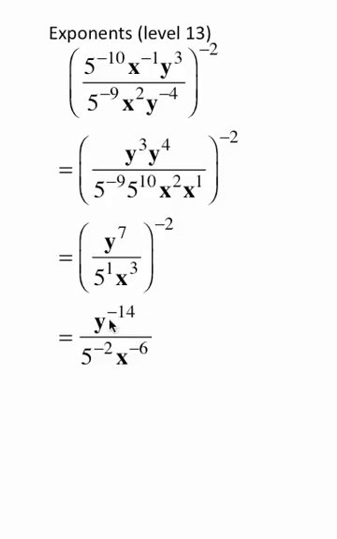Okay, now because all of these terms have negative exponents now, they're all on the wrong floor. So I'm just going to switch their floors and their exponent signs will change. So the 5 to the negative 2 comes to the top, becomes 5 to the positive 2. The x to the negative 6, which was on the bottom, comes up to the top and becomes x to the positive 6. The y to the negative 14, which is in the numerator, goes down to the denominator, becomes y to the positive 14. Okay, and this is our final answer.